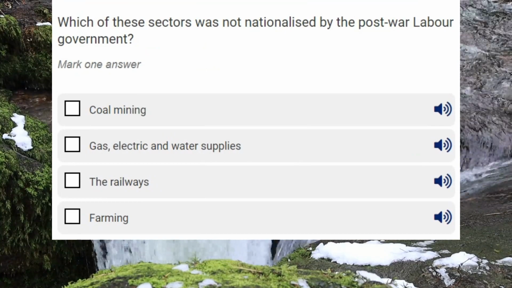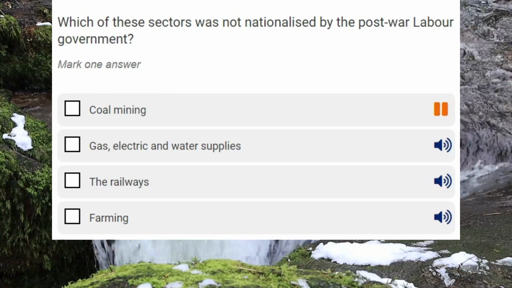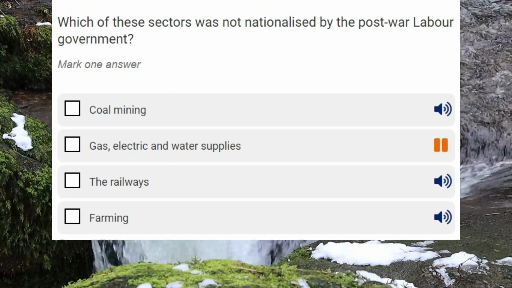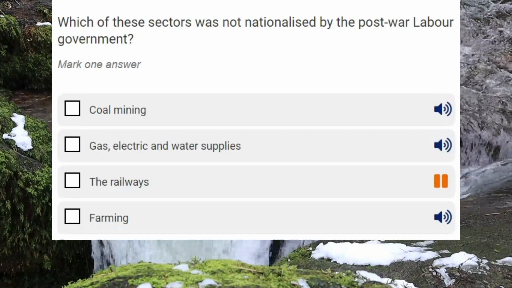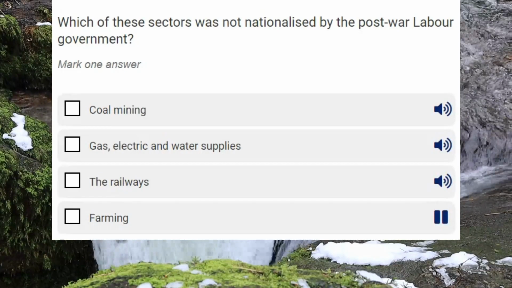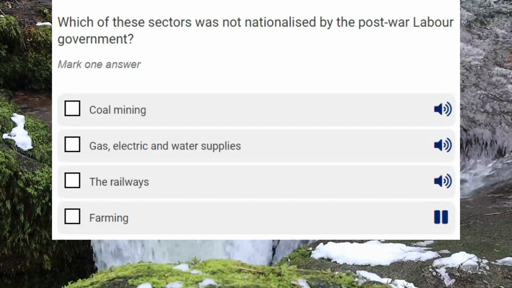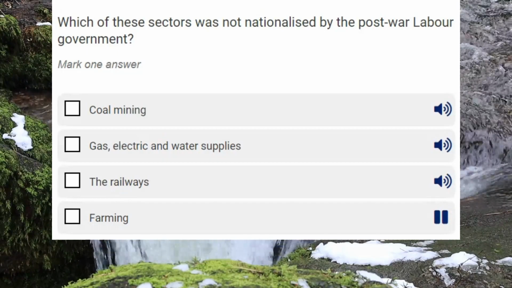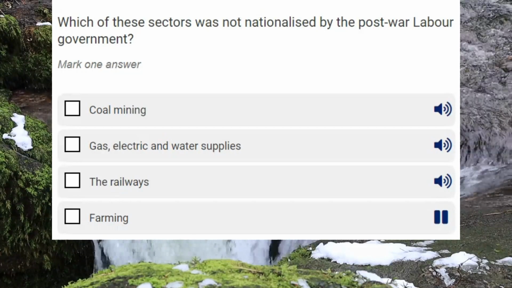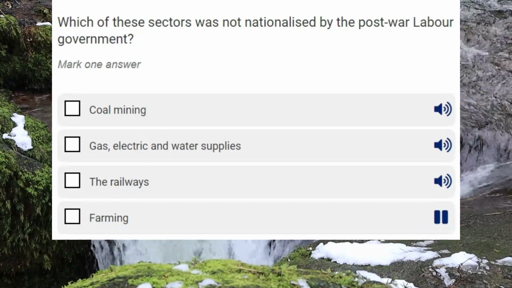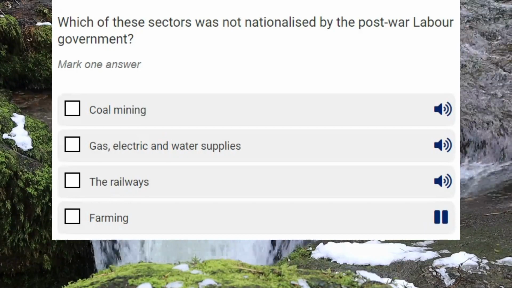Which of these sectors was not nationalized by the post-war Labour government? Coal mining, gas, electric and water supplies, the railways, farming. The correct answer is farming.